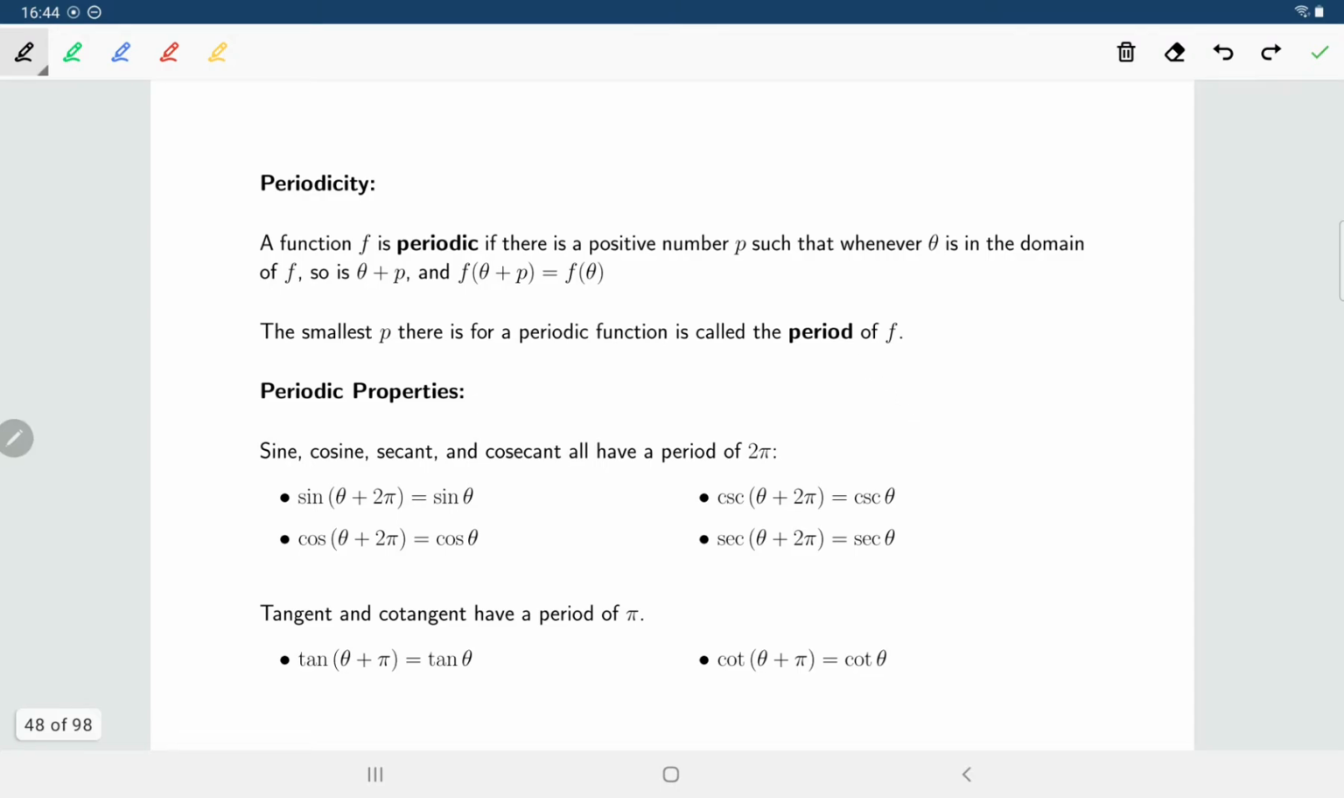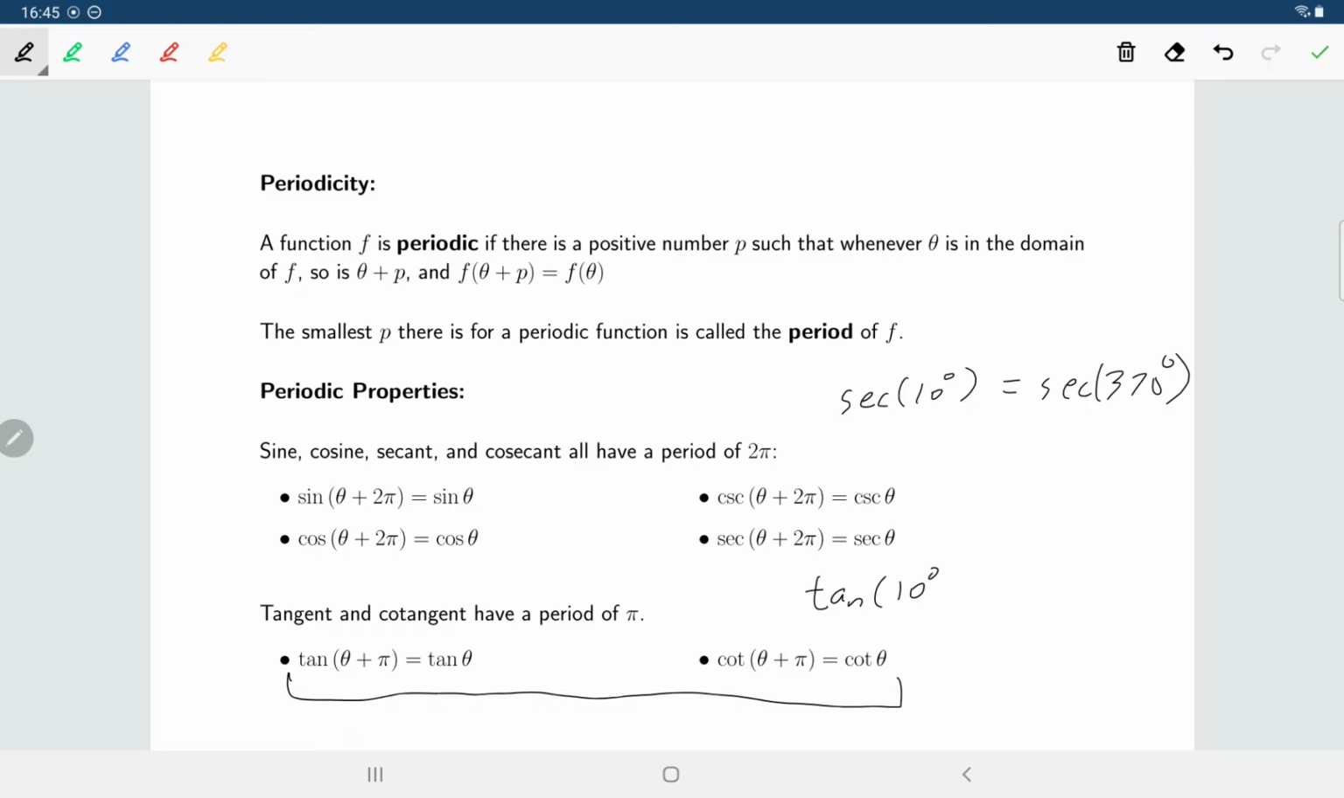So that means something like, for example, if you were interested in secant of 10 degrees, that would be the same thing as secant of 360 more than that, or 370 degrees. Two of our trig functions happen to have periods that are smaller than 360, tangent and cotangent. They both have periods of 180 degrees, or pi radians. So if you were interested in, for example, tangent of 10 degrees, that would be the same thing as tangent of 10 plus 180, or tangent of 190 degrees.